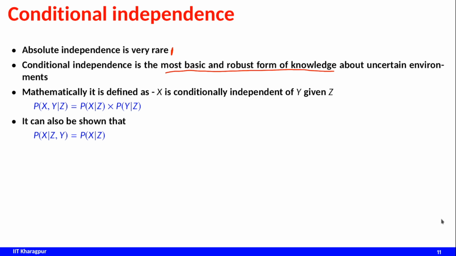Mathematically we can define it in this way: X is conditionally independent of Y given Z, which means P of XY given Z is nothing but P of X given Z times P of Y given Z. And we can also show that if somebody gives me P of X given ZY, then it is nothing but P of X given Z.